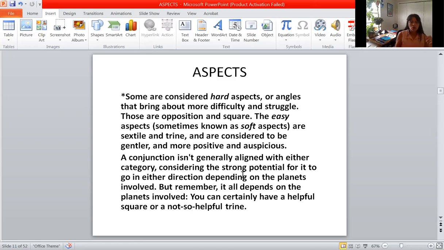Now, there's the conjunction, where there's like no angle. That's like right next to something else. 2 planets right next to each other, 0 degrees of Capricorn and 2 degrees Capricorn, or 5 degrees Leo and 6 degrees Leo, right next to each other. So a conjunction isn't generally aligned with either category, considering the strong potential for it to go in either direction depending on the planets involved. So a conjunction, we'll talk about again more in a minute, is intense. It depends on what planets are involved.